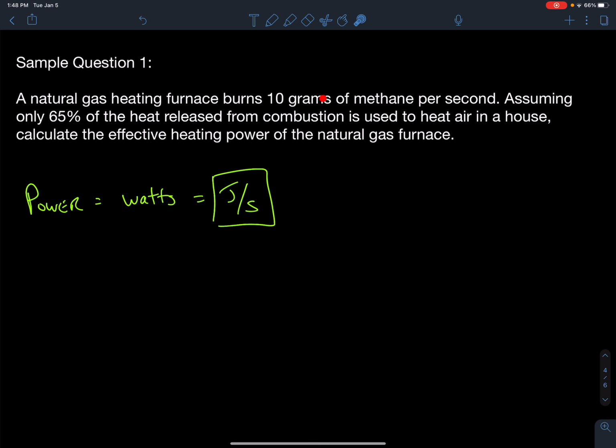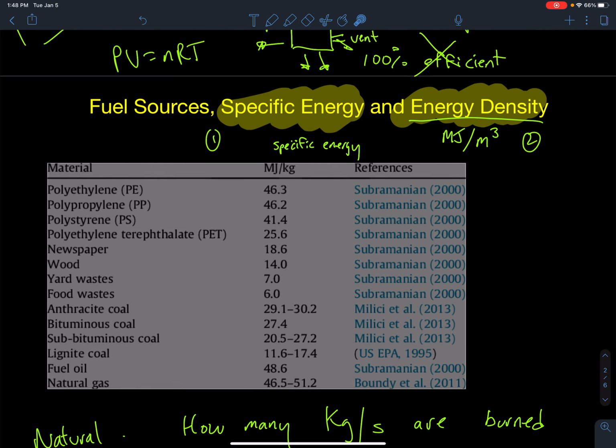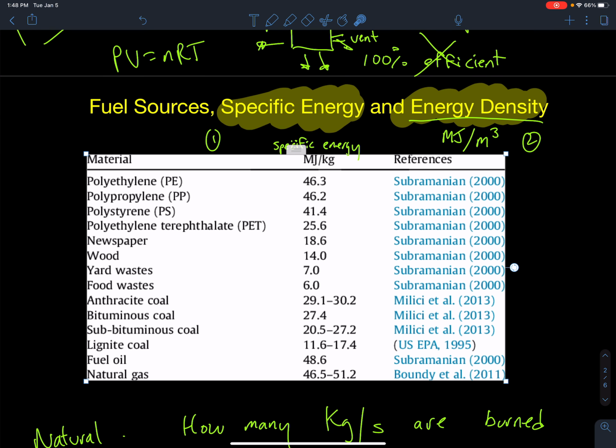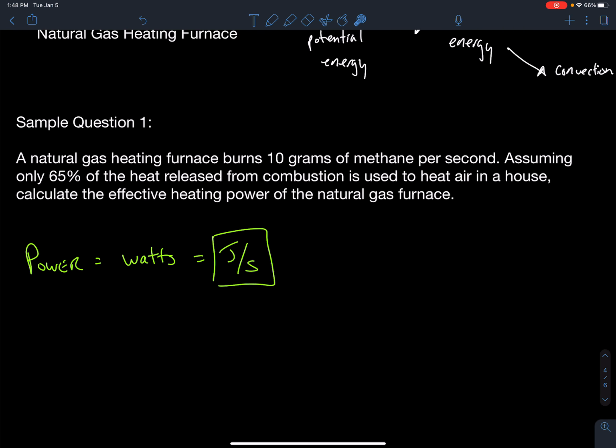Okay, so in the previous video, I showed you what the specific energy of methane is. So we need to go back up to that table. Here's the table. So methane is natural gas, and I'm going to use the lower end of the spectrum. So natural gas has a specific energy of 46.5 megajoules per kilogram. So I'm going to write that down over here.